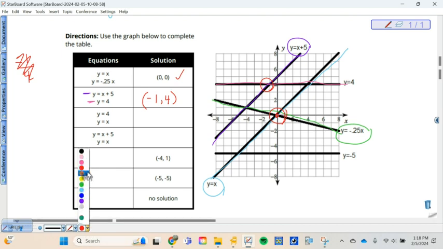What about y equals 4? That's this one, y equals 4. And y equals x. And y equals x. 4, 4, good. What about y equals x plus 5? And y equals x, good. No solution.